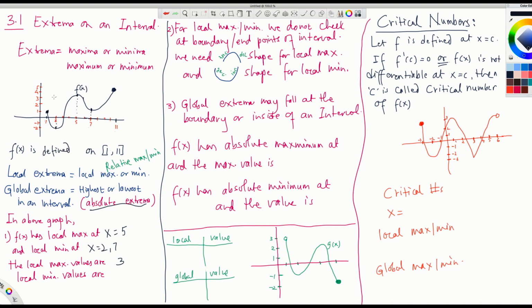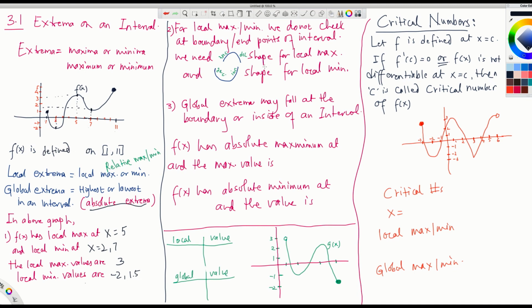The maximum value is basically 3. You see that? That height is 3. And the local min values, what are the local min values? At 2, it has a local min, and the local min value at 2 is -2, and at 7, it is 1.5 almost, because at 7 you see that the height is 1.5, right? At 7 it is 1.5. The minimum values are -2 and 1.5.